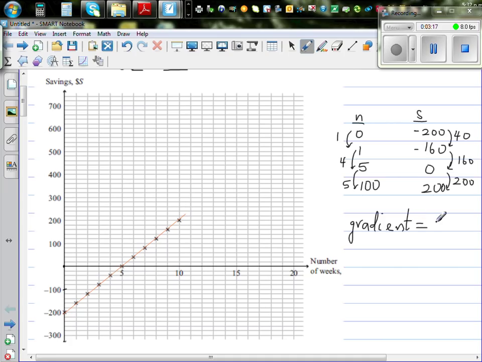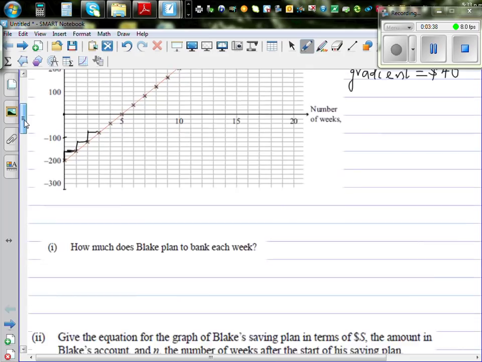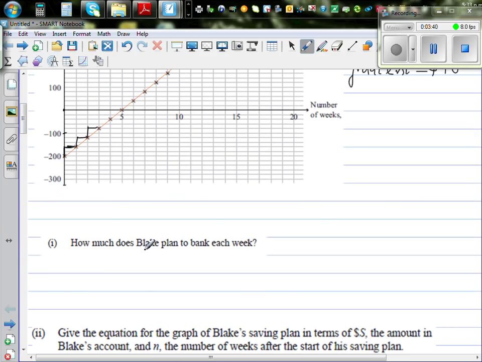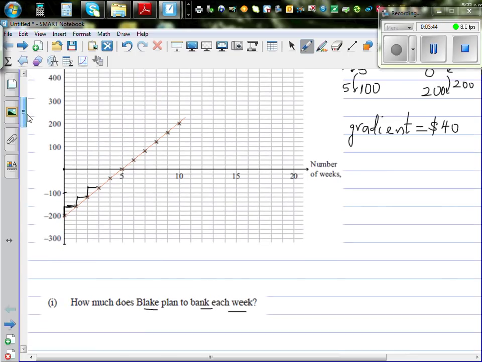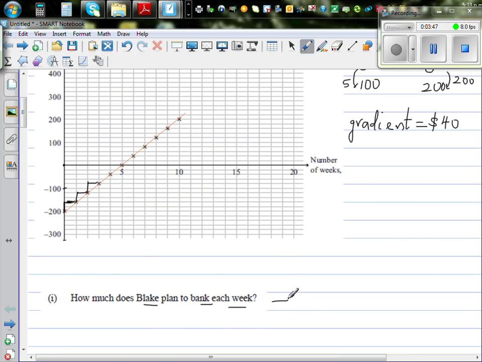What does that gradient mean in terms of this $40? I hope you understand he's saving $40 every week. The next week again he's saving $40. The next week he's again saving $40. So let's read the first question. How much does Blake plan to bank each week? From the graph I can say he's planning to save $40 each week.